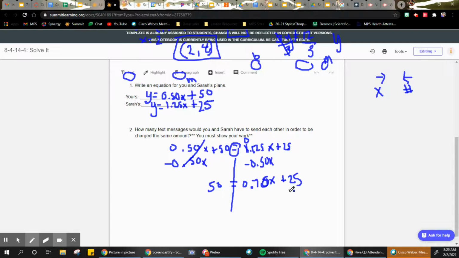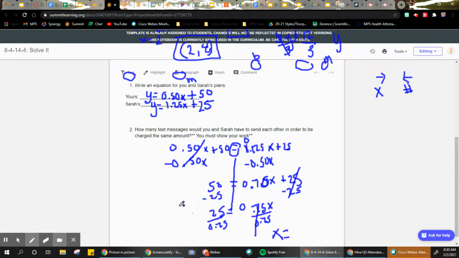Now I have to bring the numbers over, so I'm going to subtract 25 on both sides. Those two are going to cancel out. 50 minus 25 is 25 equals 0.75x. So now I'm going to divide by 0.75 on both sides to get x by itself. And that's going to give me what x is.